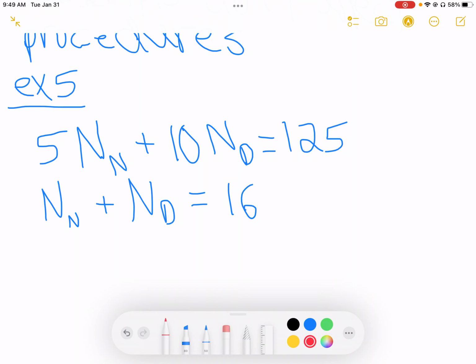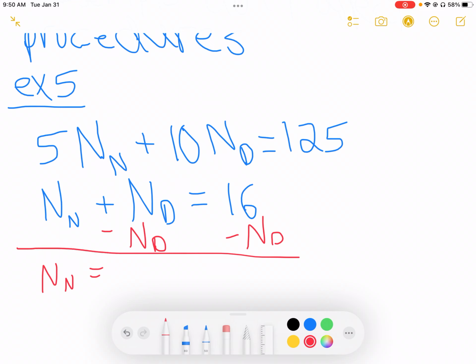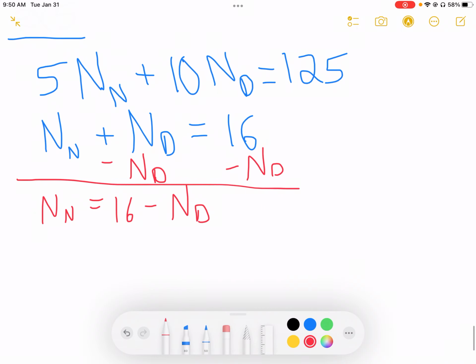So let's think about this second equation here. The second equation is kind of easy to rearrange. So I could say, well, for this one, let's subtract the number of dimes from both sides. Then I would have the number of nickels. Okay, so the number of nickels is equal to 16 minus the number of dimes. So if I did that, then I could go ahead and use it in my equation up above.